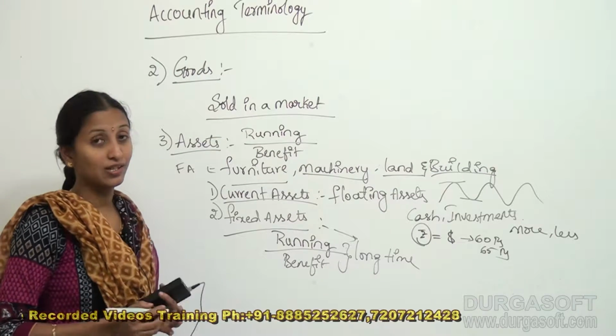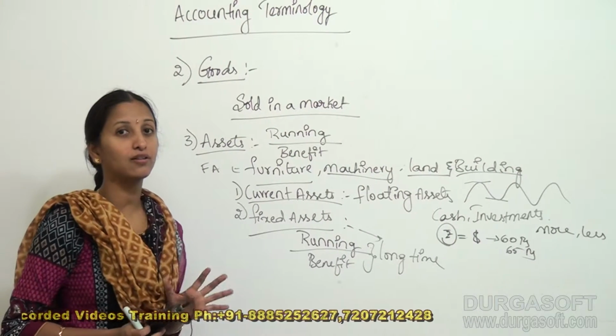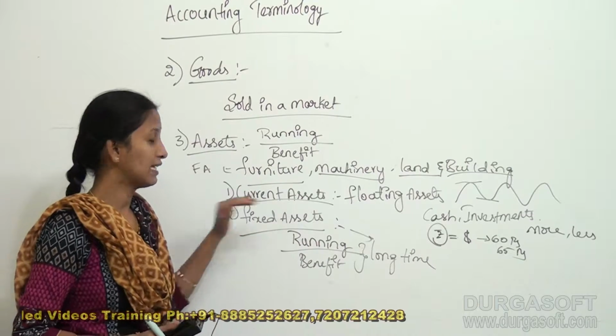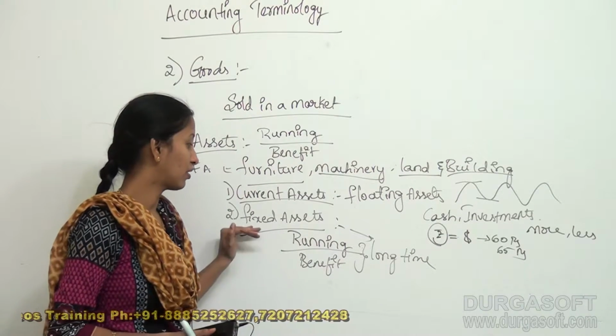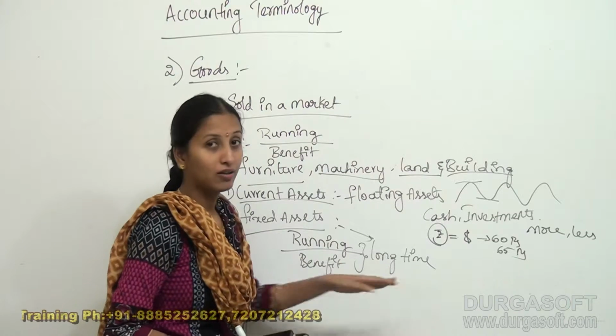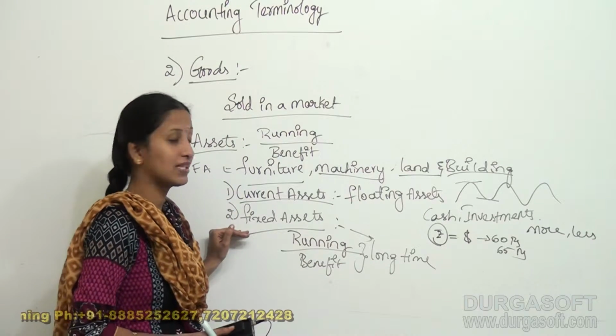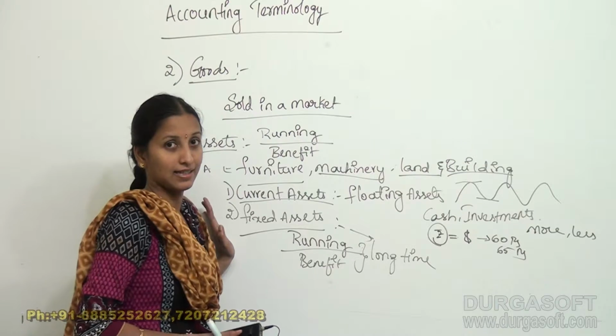Whatever we purchase and sell in a short period of time, those are called current assets. But whatever we are using in our business for a long time, those type of assets are called fixed assets.